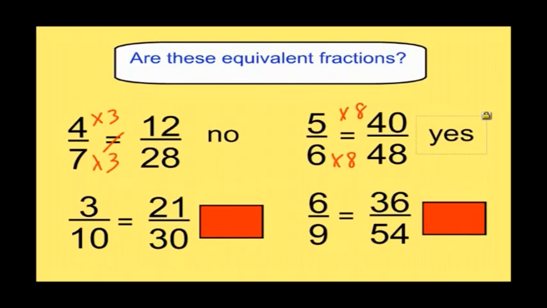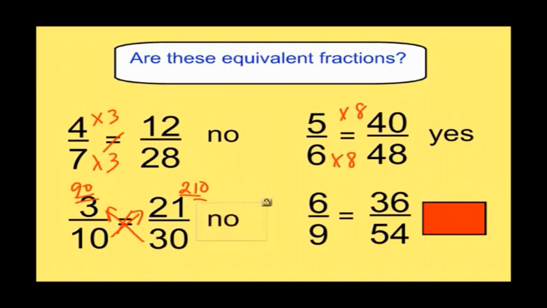We'll do a different method on this next one. First, 7 times 3 is 21. Is 10 times 7 30? No. Now there's another way you could tell if these were equivalent. If you cross multiply, you should get the same product. So 10 times 21 is 210. 30 times 3 is 90. These are not the same. Those are not equivalent fractions.